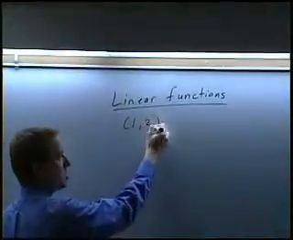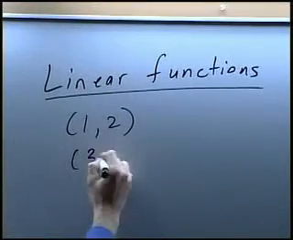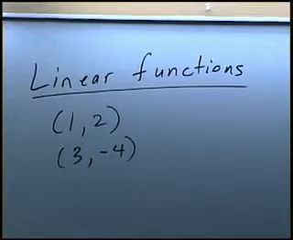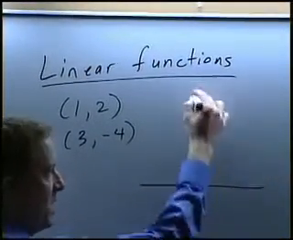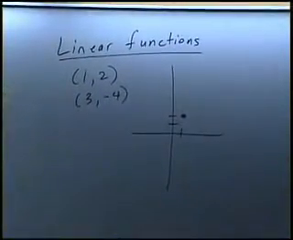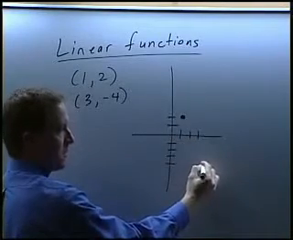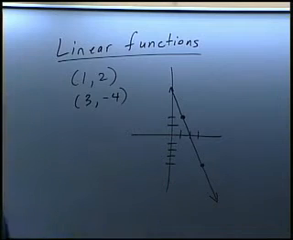Start out with, let's say we have two ordered pairs. We've got the ordered pair (1, 2), and another ordered pair at (3, -4). And we want to write the equation of the line that goes through these two points. Graphically, what this looks like is I have a point located at (1, 2), and another point located at (3, -4). And I'm interested in writing the equation of this line right here.